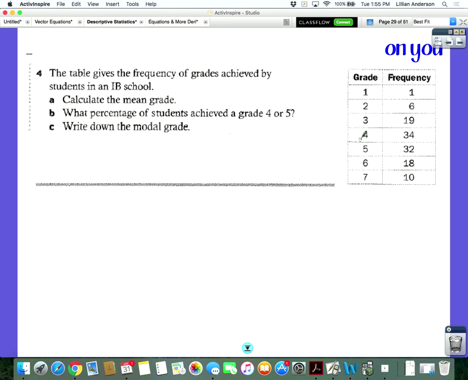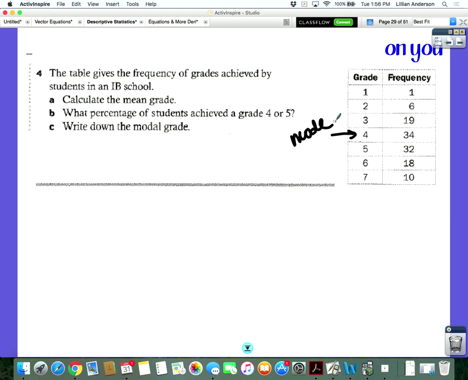All right? The concept that you're basically given in this data is all these grades. 1 shows up 1 time. 2 shows up 6 times. 3 shows up 19 times. Are you getting it? That's basically what it is. But instead of listing all of those things out like that, it's grouped nicely into a table. Okay? And you can use the table to figure that out. So 4 would have been your mode.